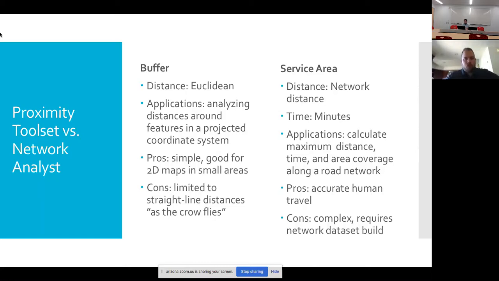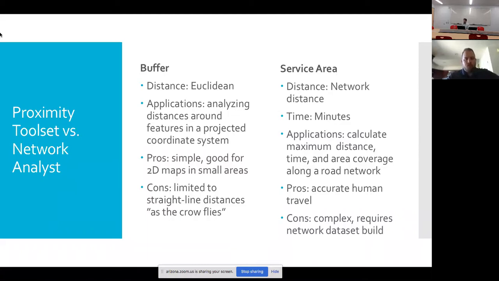Service areas, on the other hand, with the Network Analyst tool, measure network distances, and this can also be done in time, minutes, or hours. It's commonly used to calculate maximum distance, time, and area coverage along a road network. An advantage is that it's very accurate in terms of human travel, since we don't fly over areas. A limitation is that it's very complex and requires you to build a network data set.